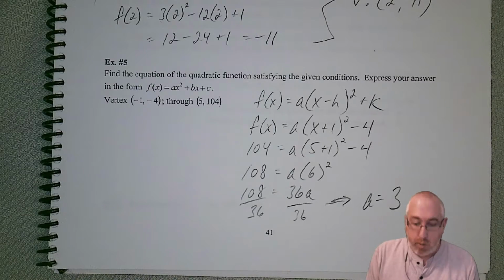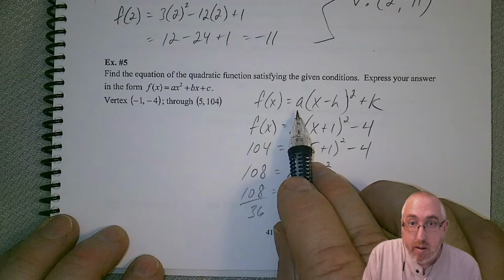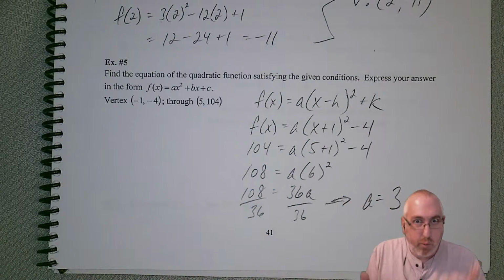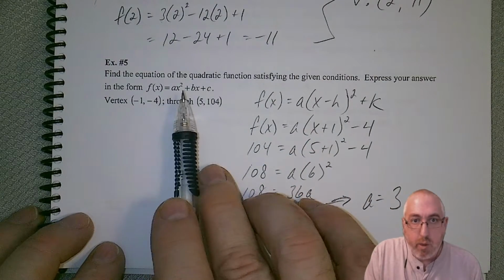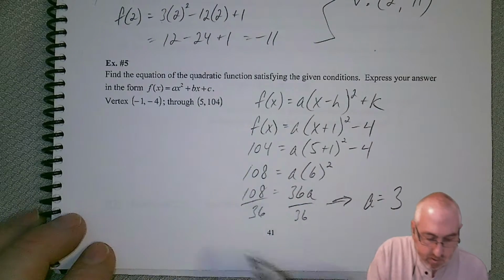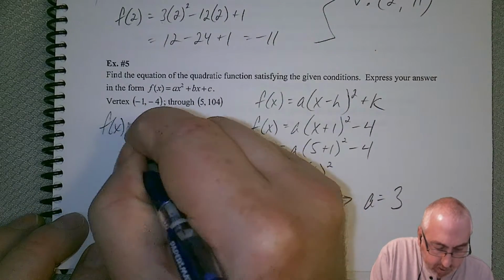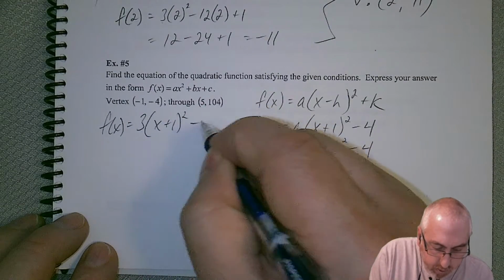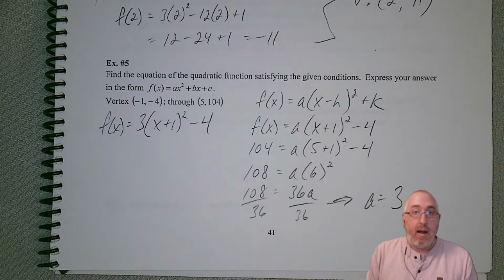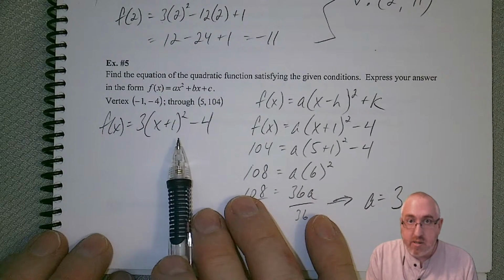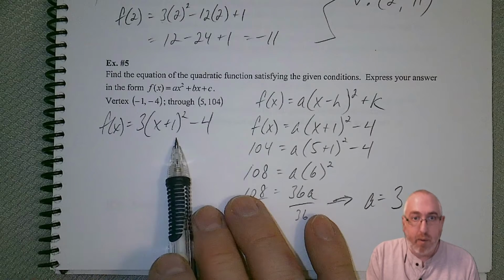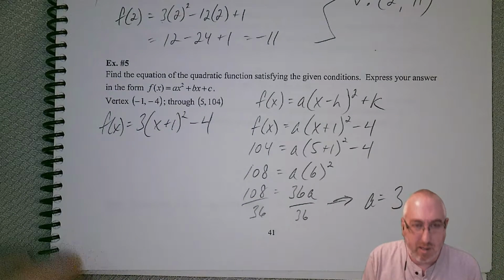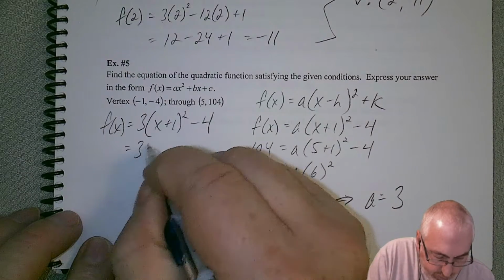All right, so we can plug that back into here, and we also know the vertex, and then we just have to reconfigure the function so it looks like this. So we got f of x equals 3 times x plus 1 squared minus 4. Now, this would be a perfectly acceptable answer if that's the way they wanted it written, but they want it written like this, so we have to FOIL it out and combine like terms and all that stuff. So let's just do that real quick.